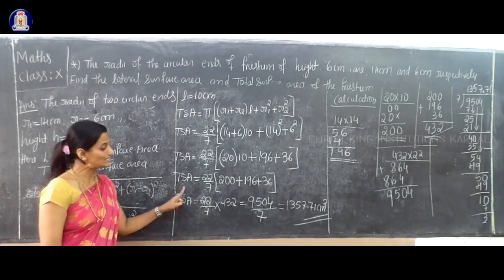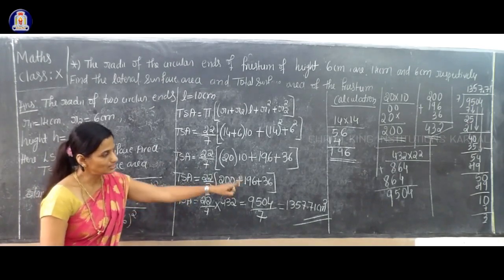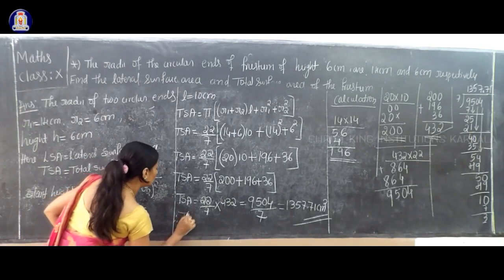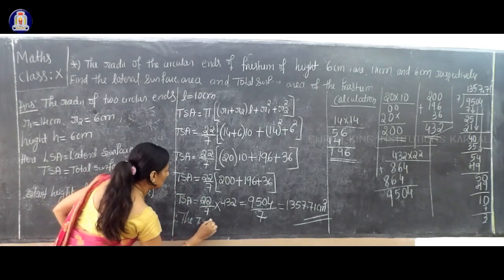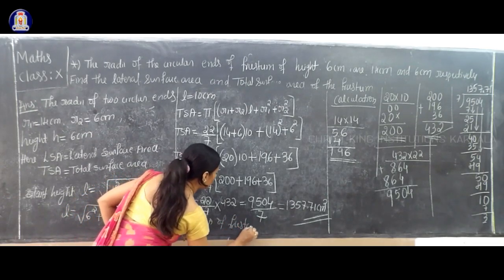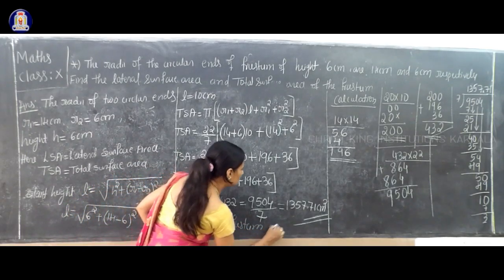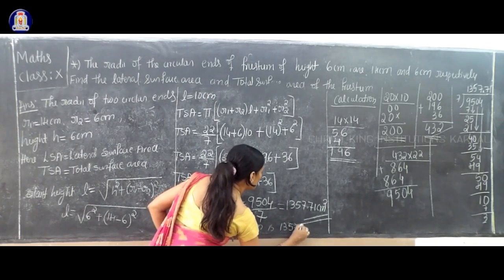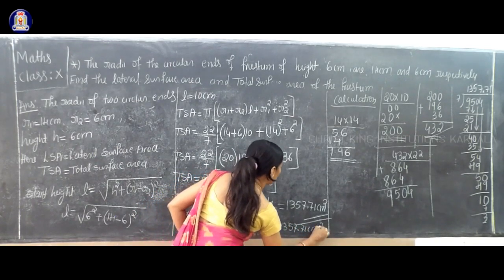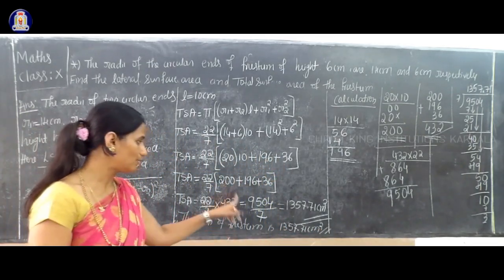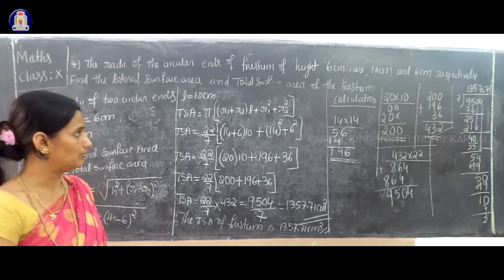Total surface area. Area is centimeter square. So therefore, conclusion, the total surface area of frustum is 1357.71 centimeters square.